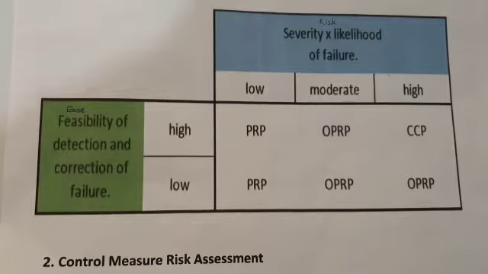Here we have severity and likelihood of failure. In other words, what is the overall risk of failure at that control measure? Now we'll see how this interacts and then see if it's a CCP, OPRP or PRP.